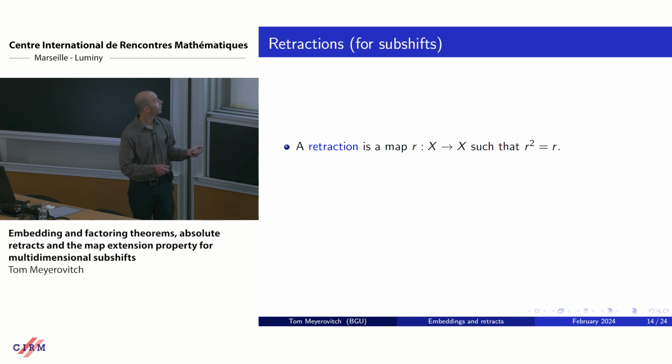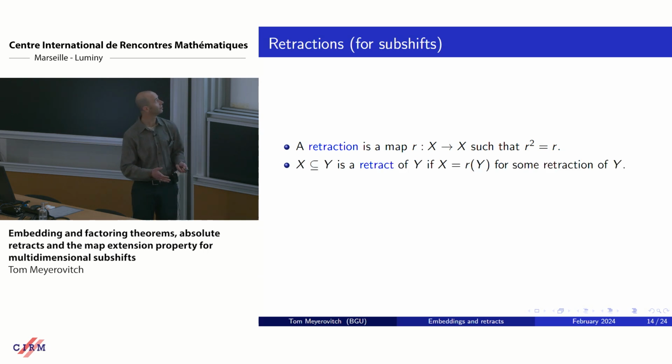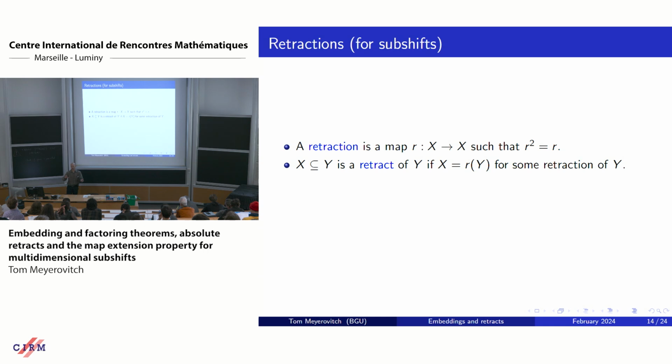So a retraction is just a map, and the map in the context of subshifts, I mean continuous equivariant, from a space to itself. If you apply it twice, it's the same as applying it once. Okay, and a retract is the image of the retraction. So if you have Y, a retract of Y, also in topology, is the image under a retraction.